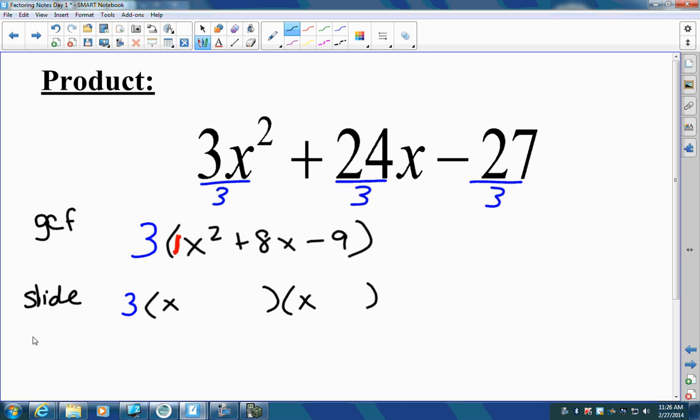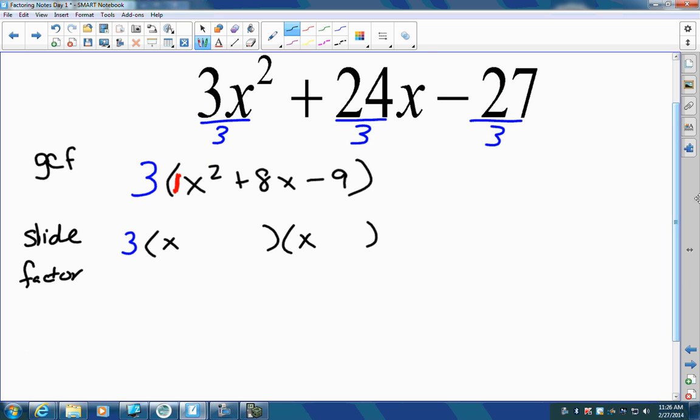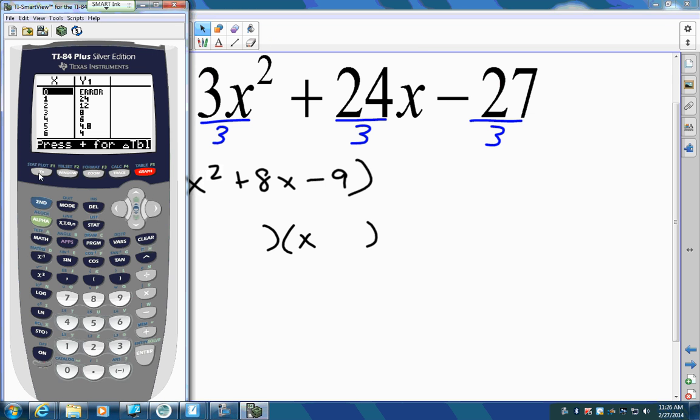When I'm factoring, I need the factors of negative 9. Yeah, because 1 times negative 9 is negative 9. Well, if I go in my handy-dandy calculator and go to y equals, put in there negative 9 divided by x, and press second graph, I need the factors that add up together to give me 8.